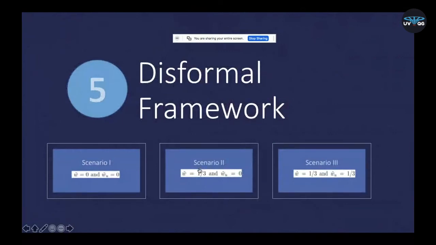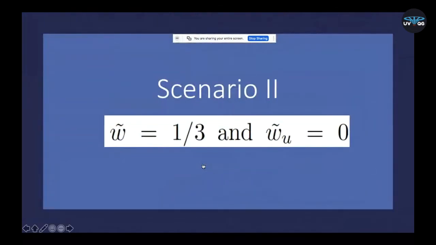Now, we're going to do the same kind of analysis in the remaining two scenarios. It can be a bit boring, but please bear with me. All right.